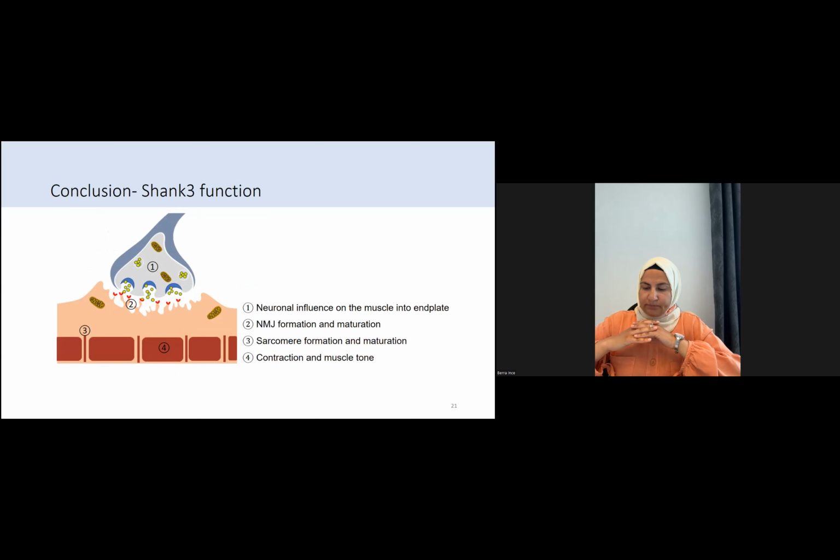And we have some hypotheses for the role of SHANK3 in neuromuscular junctions and striated muscle. First one is the neuronal influence on the muscle end plate. Second, the neuromuscular formation and maturation, sarcomere formation and maturation, and the contraction and muscle tone.